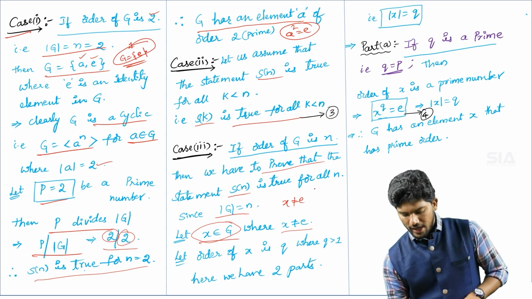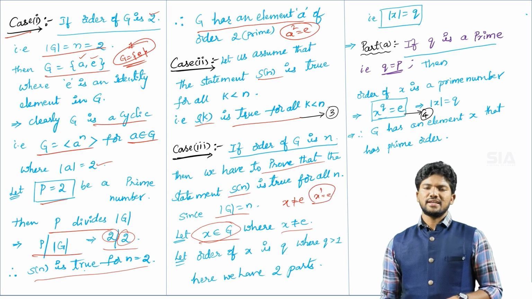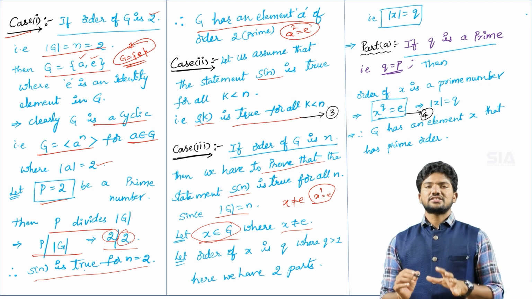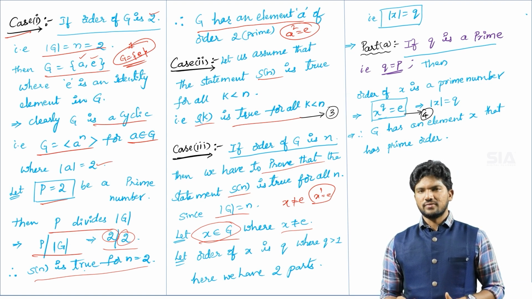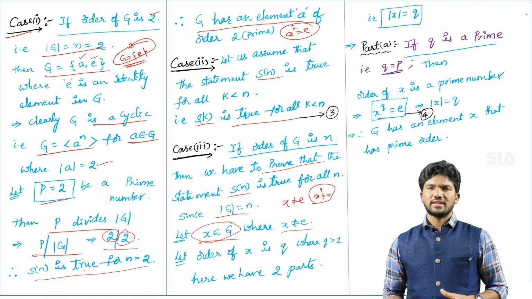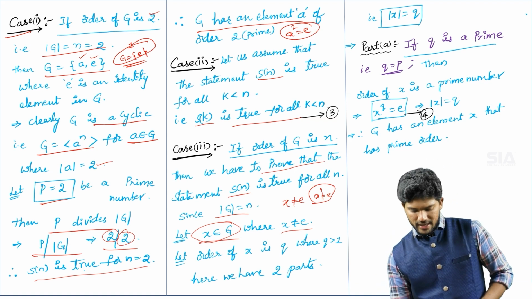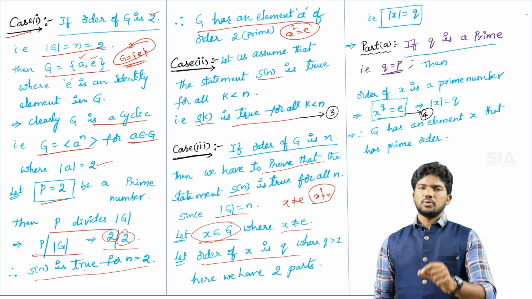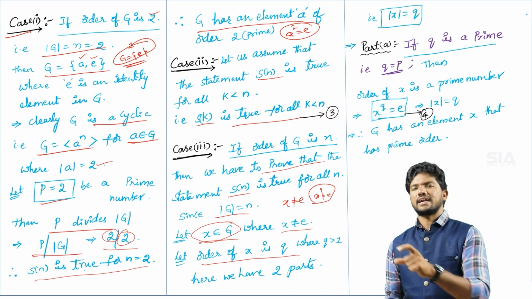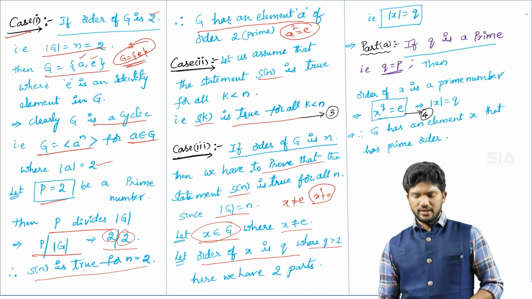Okay, so the order of x means x power 1 is equal to e. If you write x is equal to e, it gives the meaning of x power 1 is equal to e, then the order of x is equal to 1. But if you write x not equal to e, then the order of x is not equal to 1, it is greater than 1. So therefore you can write, let the order of x be q. That greater than 1 I am taking as q, where q is greater than 1.